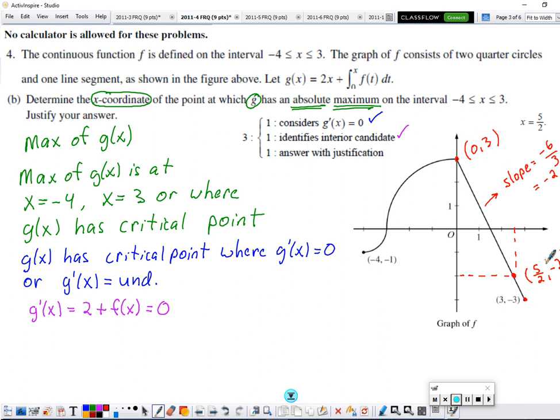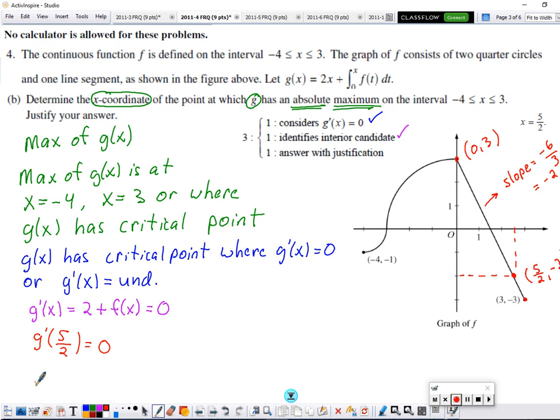Question. So, G prime of 5 over 2 is equal to 0. There, I got my second point now. Questions? Okay.